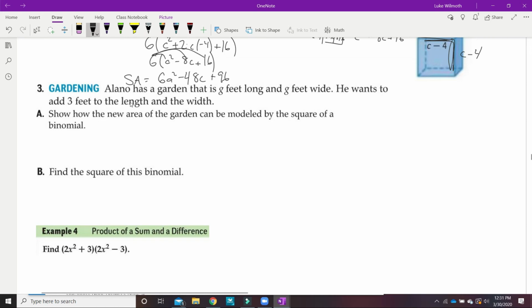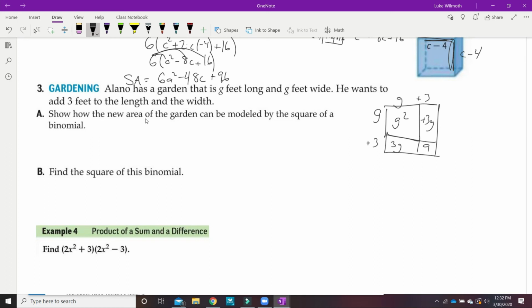Okay, after you're done with that, I'll go over this answer, so pause it now. It says, Alano has a garden that is g feet long and g feet wide. He wants to add 3 feet to the length and the width. So it's currently g by g, and he wants to add 3 feet and 3 feet. Plus 3, plus 3. So this will give me g squared plus 3g, 3g, and this will be 9 feet here.